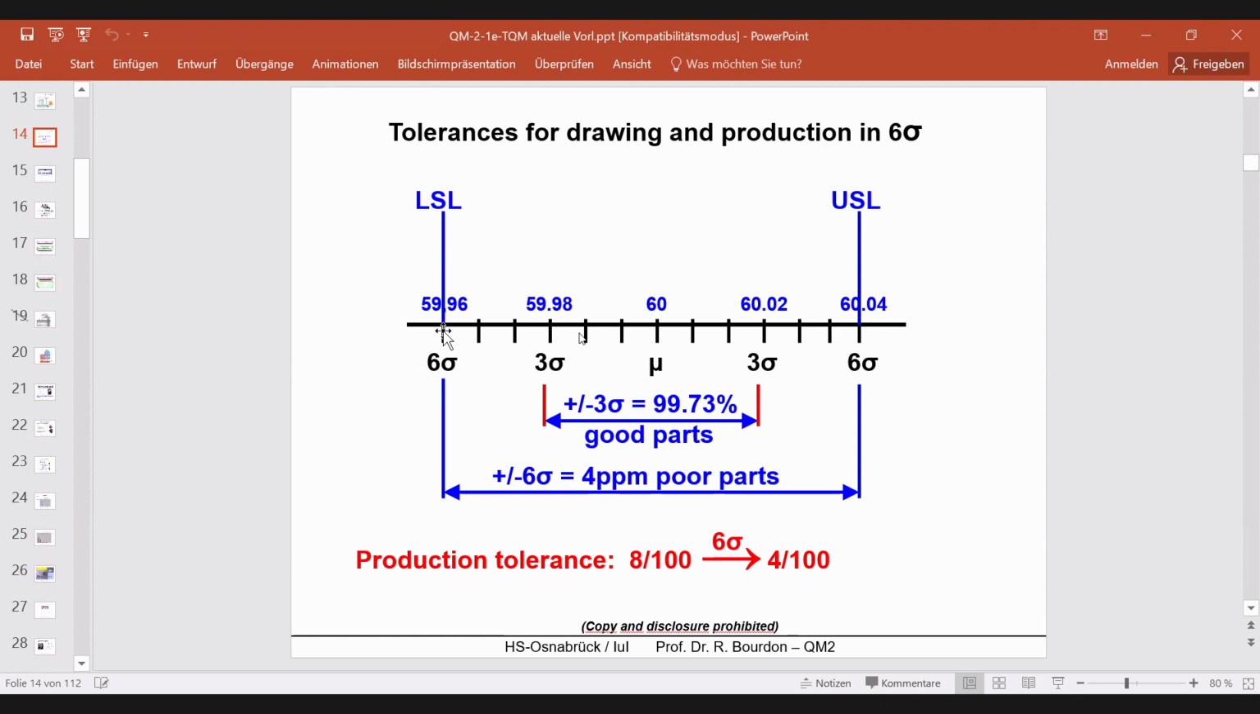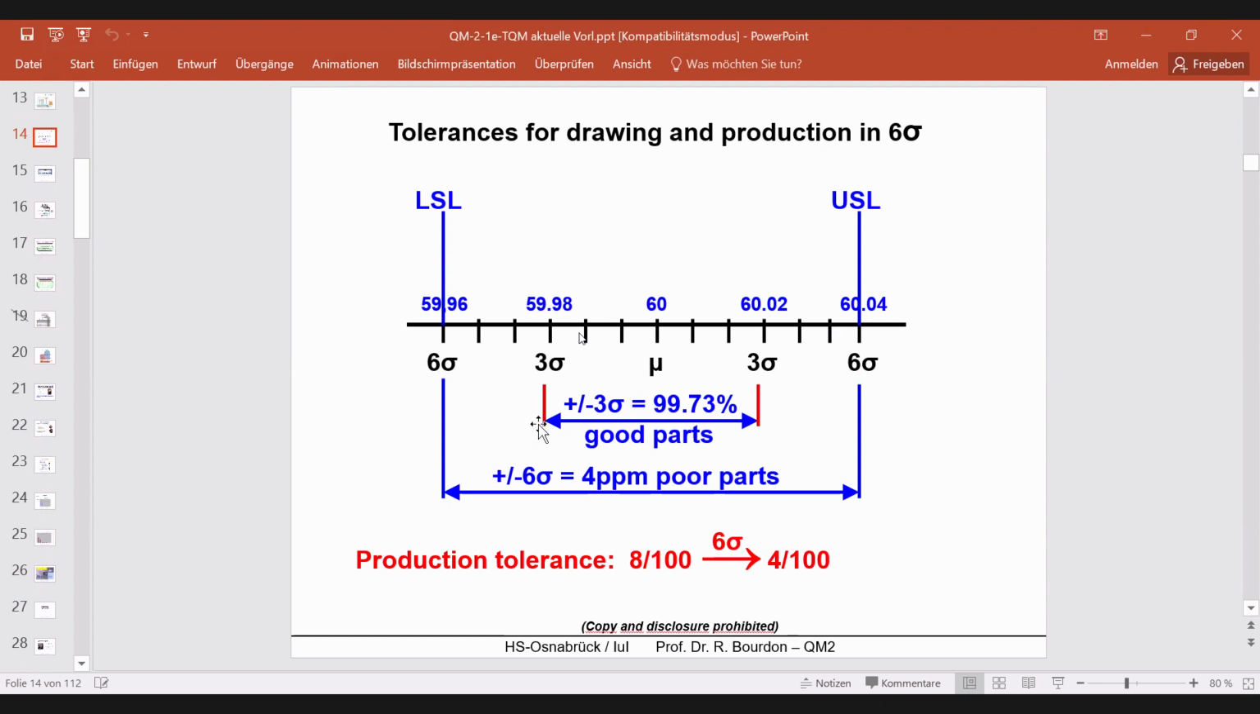This must be inside the tolerance. Here is the lower specification limit, here is the upper specification limit, and between them is the tolerance. And 6 sigma means that the whole production is inside the tolerance with 12 sigma, plus 6 sigma and minus 6 sigma. This is meant with 6 sigma. And what does this mean? It means that not the drawing is the goal to reach for the production.